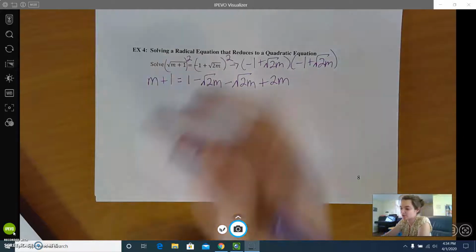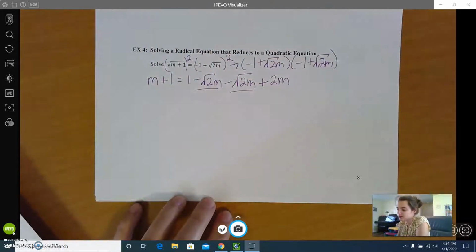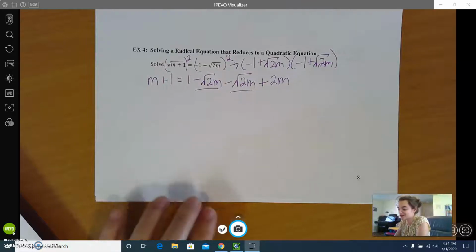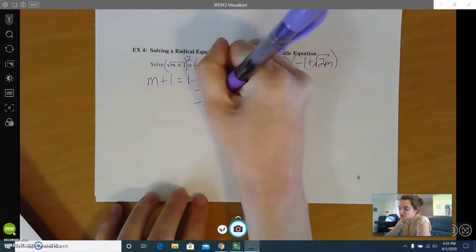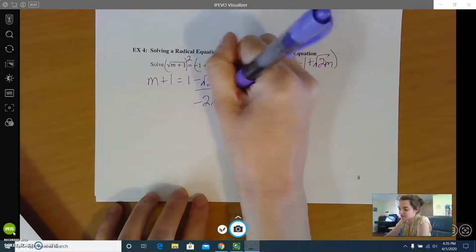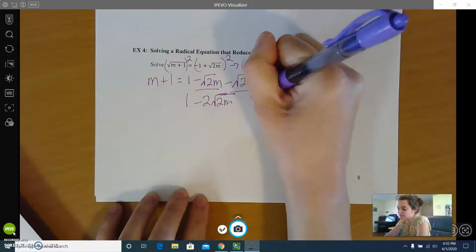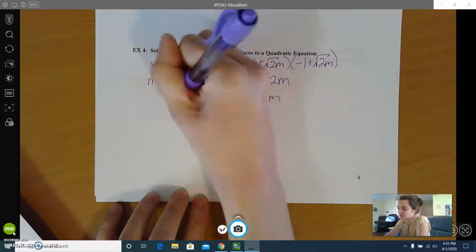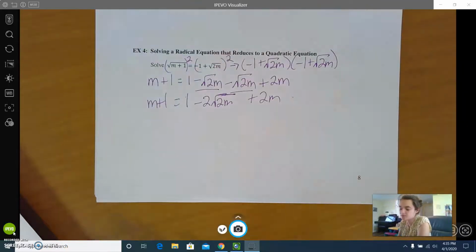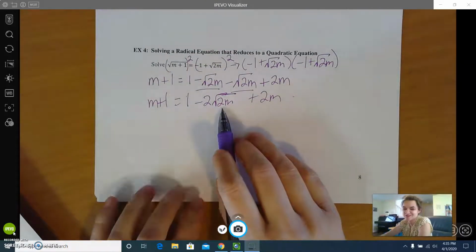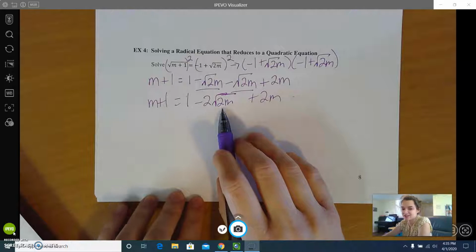Then we've got some like terms with our radicals in the middle. And the negative square root of 2m minus square root of 2m would be negative 2 square root of 2m. I still have everything else, so I'll just bring them down. So I'll have 1 minus 2 square root of 2m plus 2m equals m plus 1. At this point, I do want to get rid of my other square root, which means I need to isolate it. I need to get it by itself.